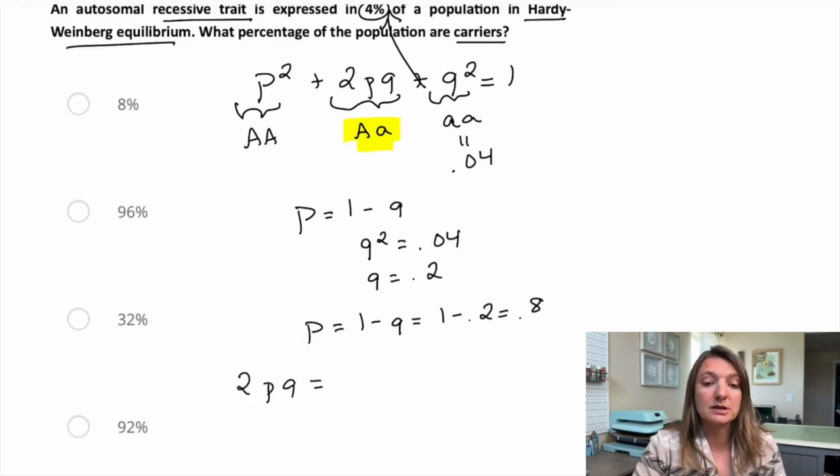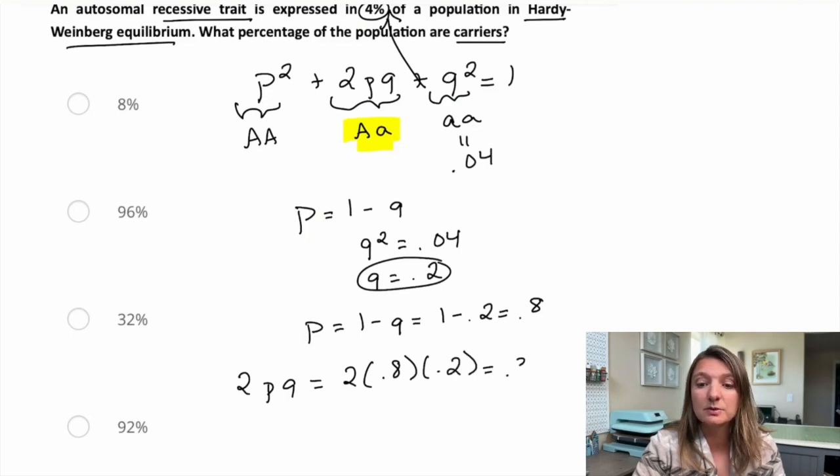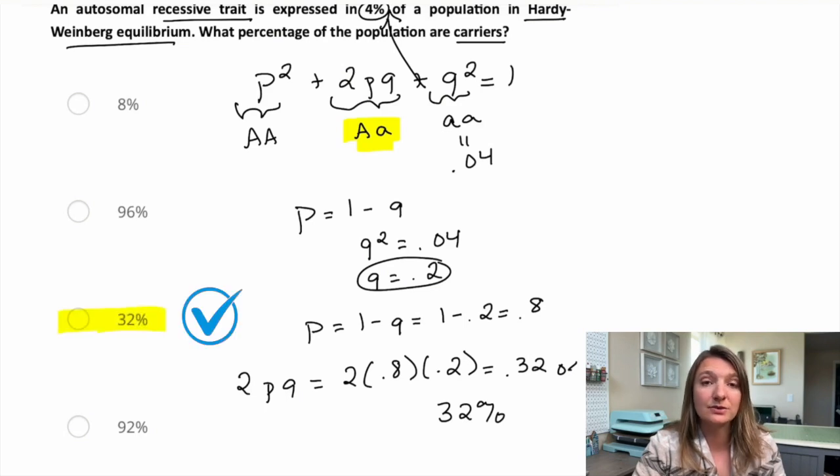So now let's figure out what 2pq is. So we know that 2 times p, which we just found, which is 0.8, times q, which is 0.2 that we saw up above. So now we multiply 2 times 0.8 times 0.2, and we get 0.32, or 32% of the population, if you make that a percentage. So we're left with C, 32%.